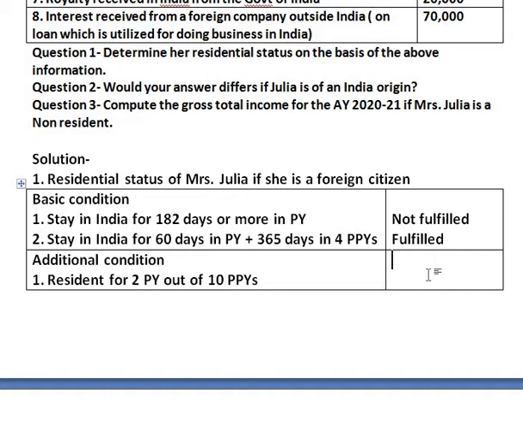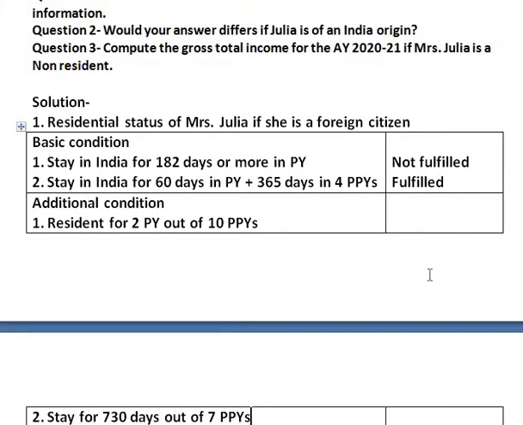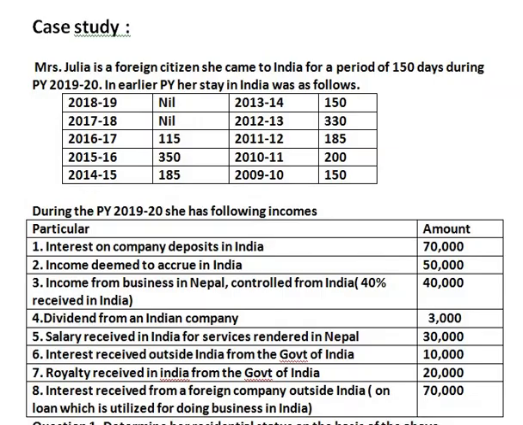Next, we have to check the additional conditions. The first additional condition says Mrs. Julia has been resident for 2 previous years out of 10 preceding previous years. Here, we have to check the table to identify for how many days Mrs. Julia was resident in India. Let us refer to the table given in the sum.